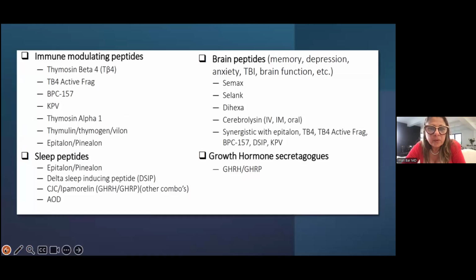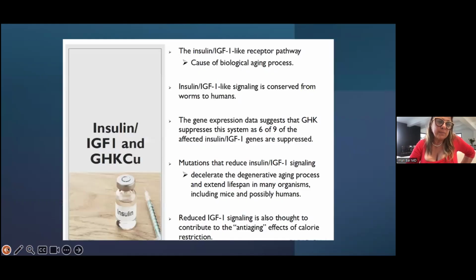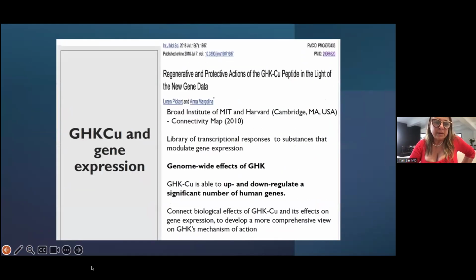Okay. I have other peptides, but why don't we talk about peptides? Anybody has questions?